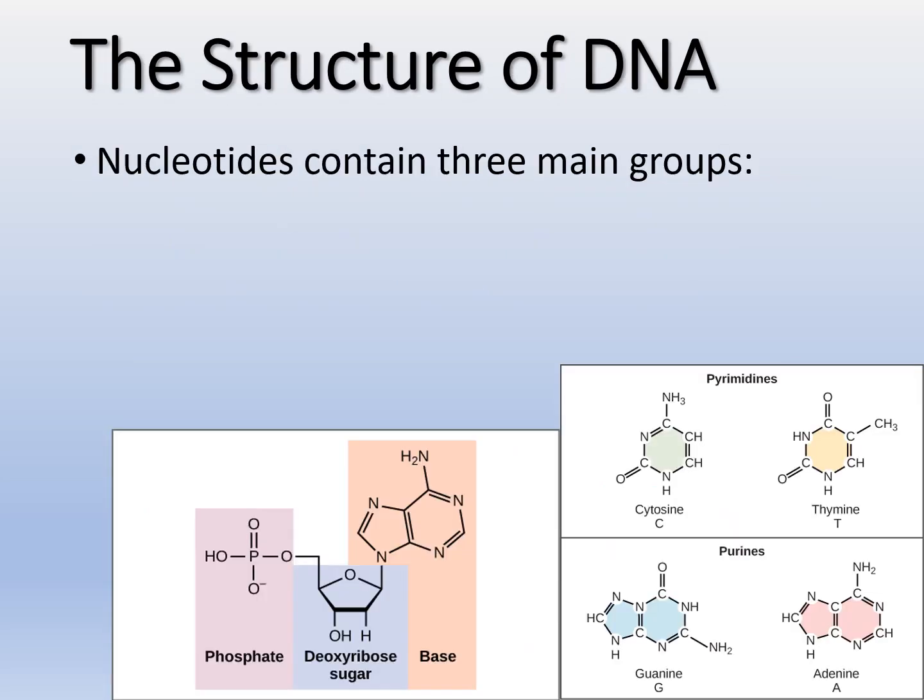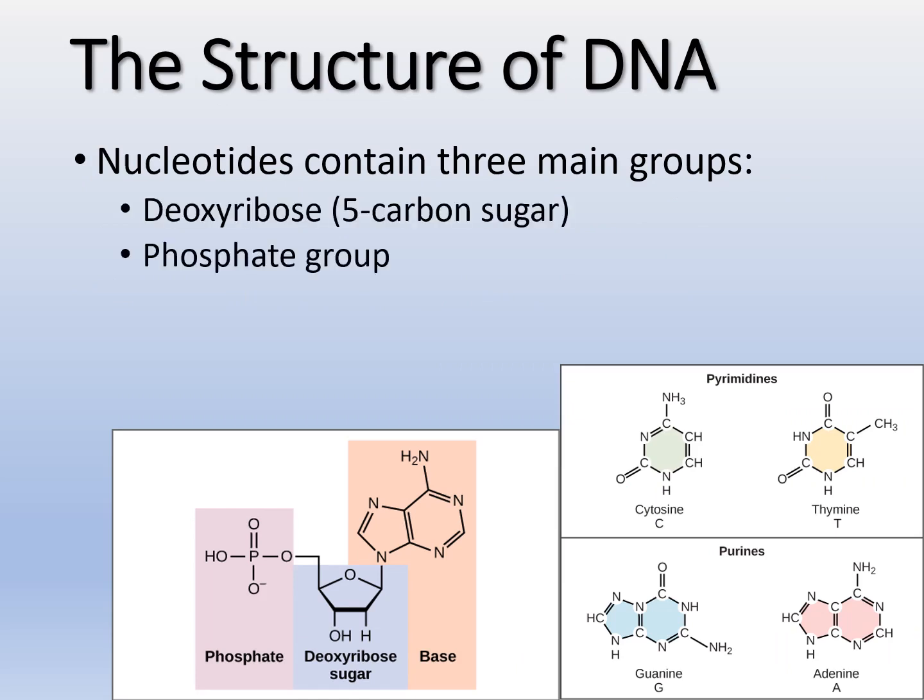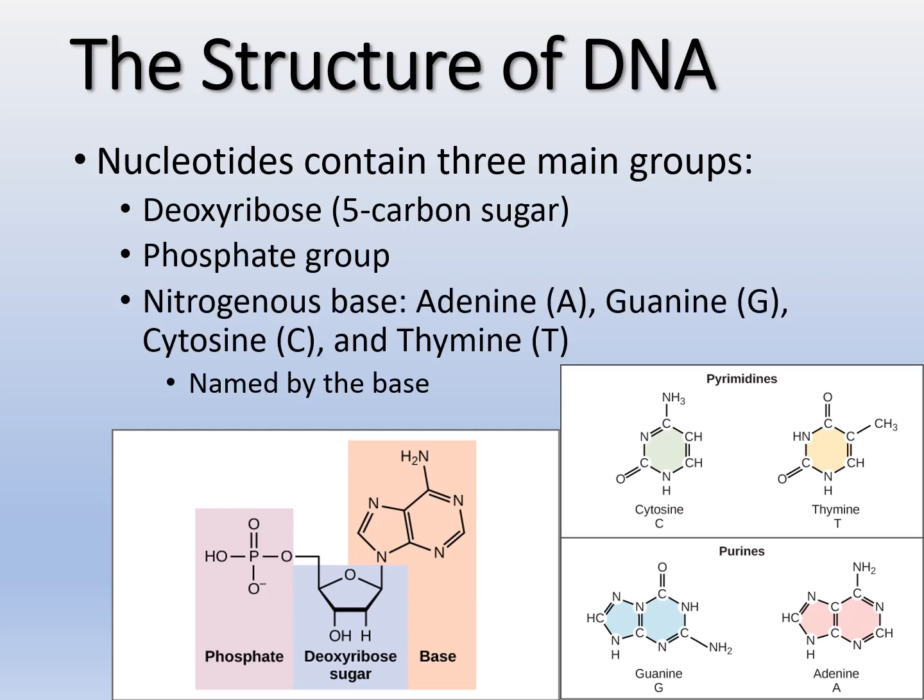So the nucleotide is going to contain three main groups. We're going to have a sugar, right? We're going to have a 5-carbon sugar, and that's either going to be deoxyribose or ribose, just depending on if we're talking about DNA or RNA. Then we're going to have a phosphate group. Okay, so the phosphate group is always going to be consistent. And then we have a nitrogenous base, and that's what the nucleotide is named after, is the base.